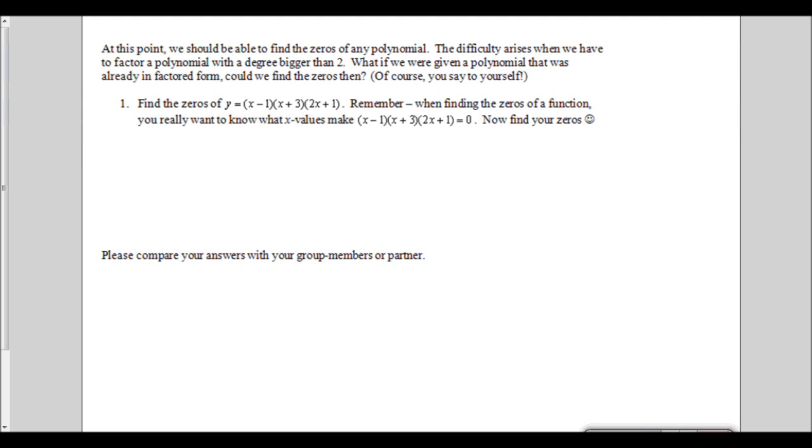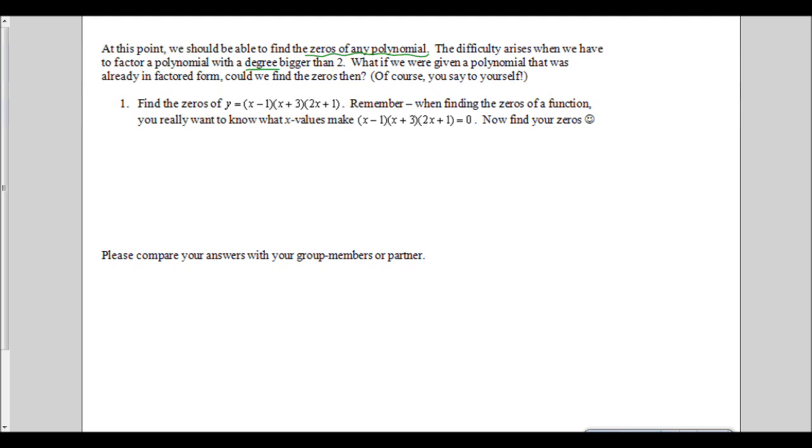So at this point, we should be able to find the zeros of any polynomial. The difficulty arises when we have to factor a polynomial with a degree bigger than 2. Remember the degree, that was the biggest exponent. What if we're given a polynomial that was already in factored form? Could we find the zeros then? Of course, you say to yourself.